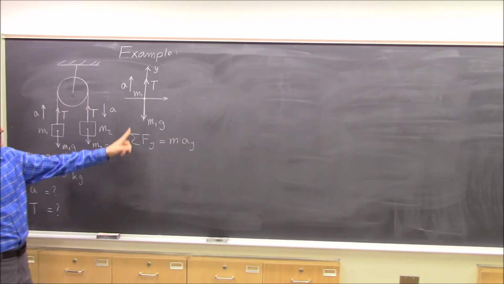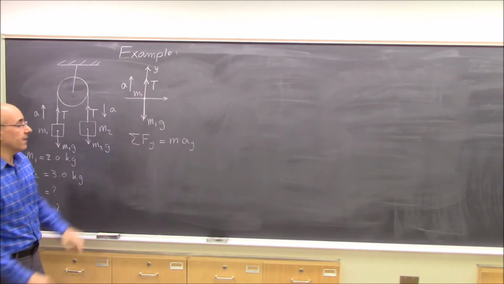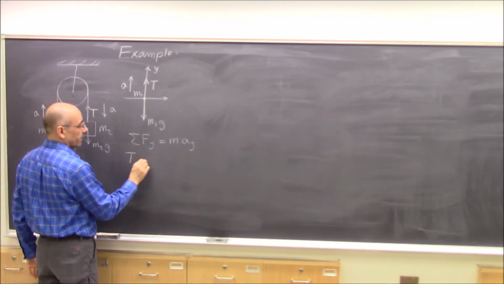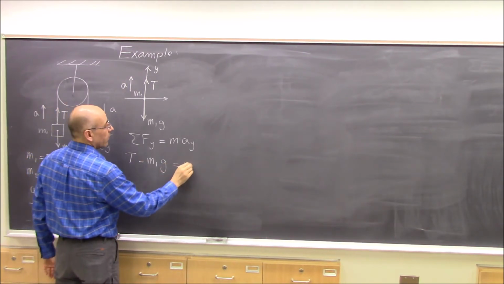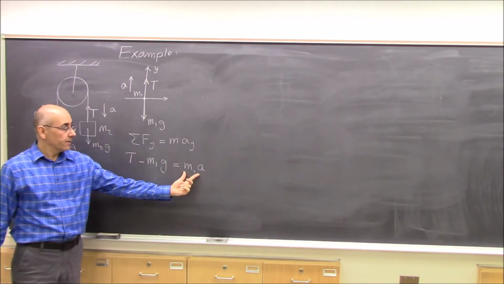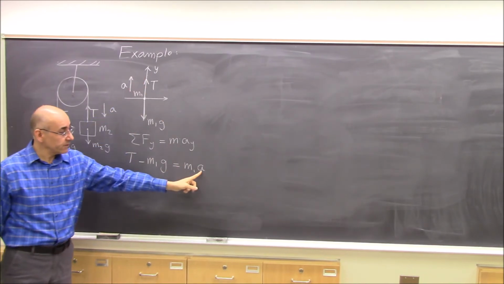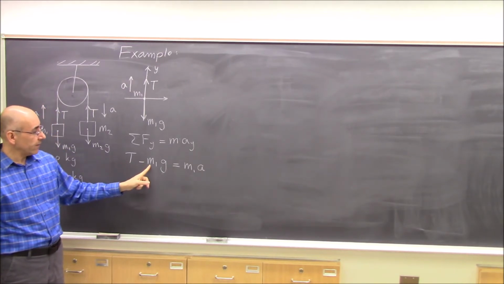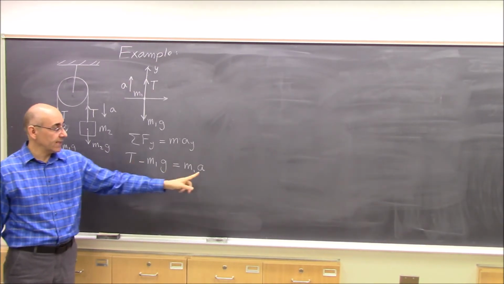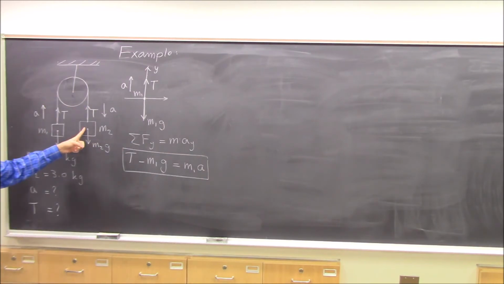Sum of Fy, what is upward? So that means T minus M1G equal to M1 times the acceleration. Because a is in the positive y direction, we put the magnitude of a. So we have this equation, and we know M1 and g, but we don't know T and a. So we get one equation, two unknowns. The other equation comes from applying Newton's law to the second one.